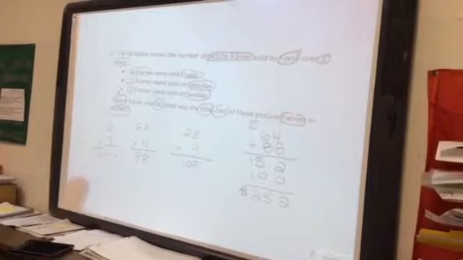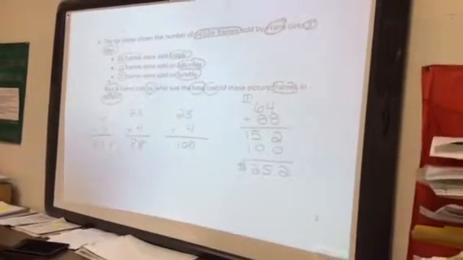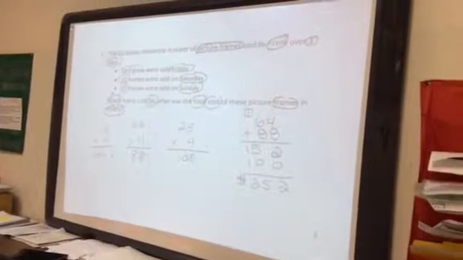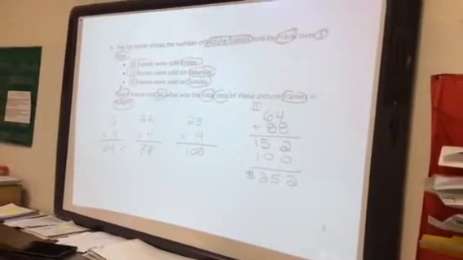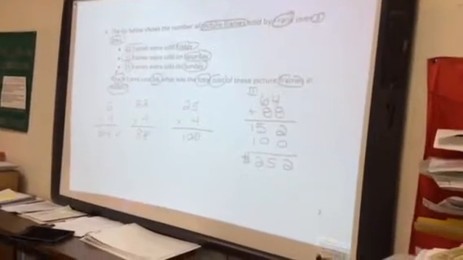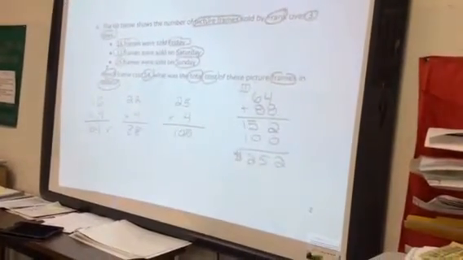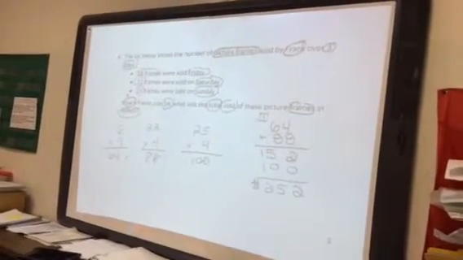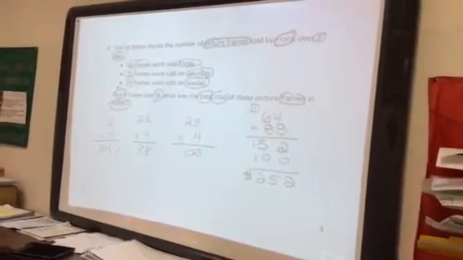Very good. And there's also another way to solve this problem. It's not the only way. Can anybody think of another way or something different they would do? What would you do, Dimitri? Skip count. Skip count. Why would you skip count? Think about it a little bit more.